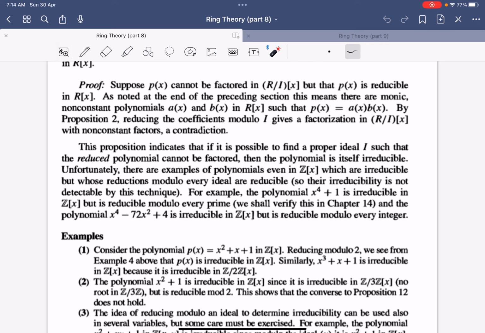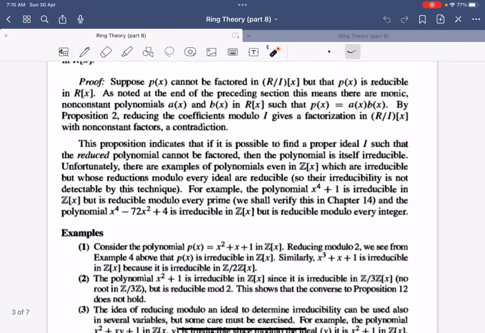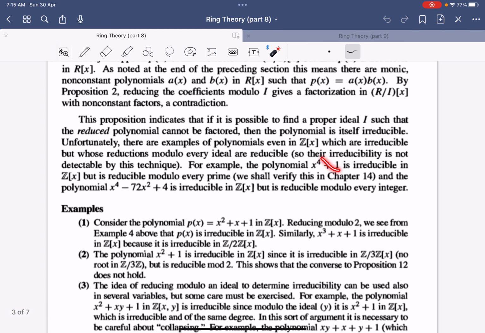Unfortunately, this doesn't help you tell whether a polynomial is reducible, because even if you check a lot of ideals, you need to check all the ideals to see whether it's irreducible or not. So there are examples of polynomials that are irreducible, but in every ideal they are reducible. For example, the polynomial x^4 plus 1 is irreducible in Z, but reducible modulo every prime. And we will check this next time.